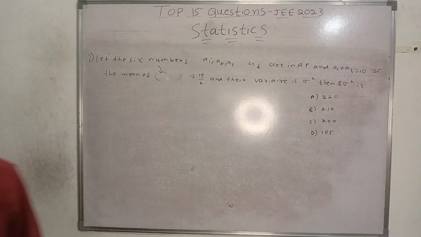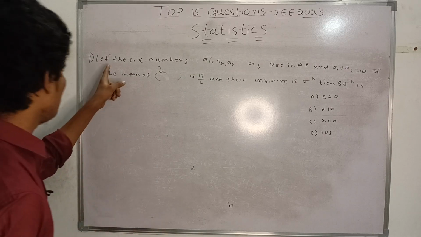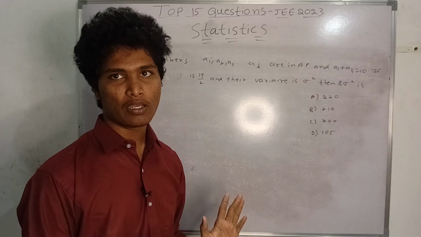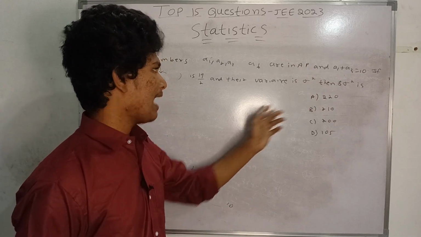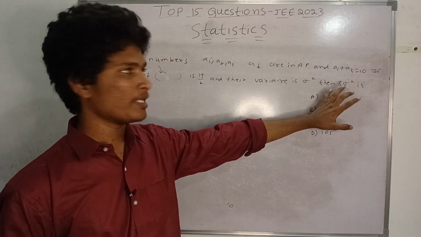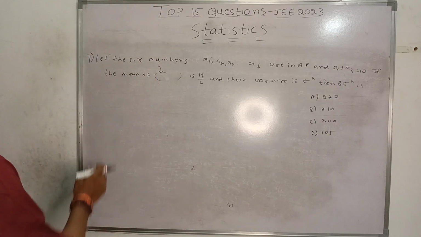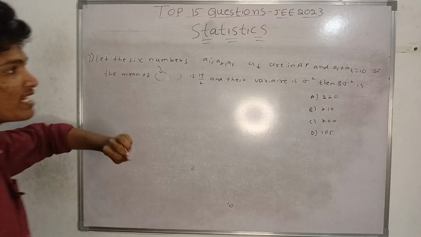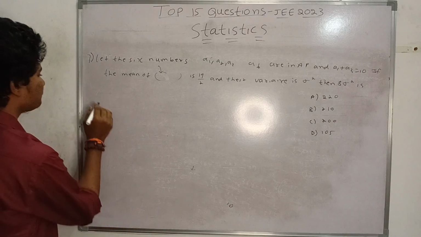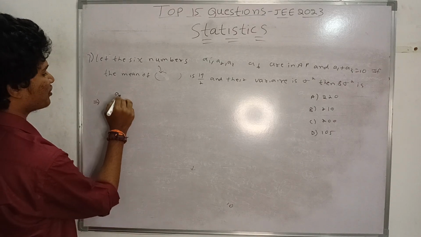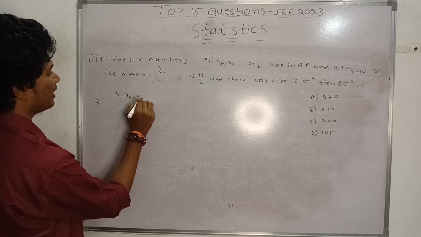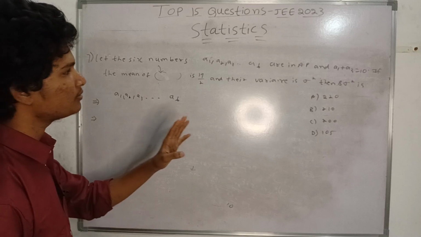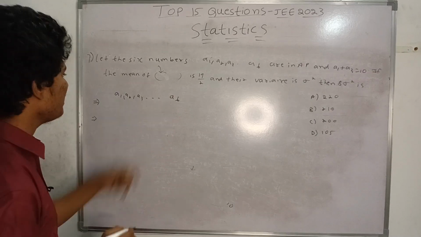So this is the question. See what they are saying. Let the 6 numbers A1, A2, up to A6 be in AP. So basically the given numbers are in AP. And they have given the sum of the first term and the third term as 10. If the mean of these 6 observations is given as 19/2, what is the variance? That is the question. Basically the 6 observations are A1, A2, A3 up to A6.